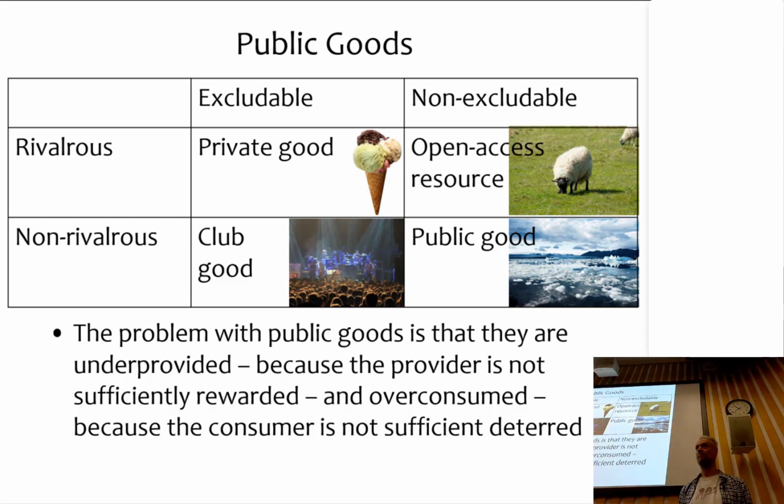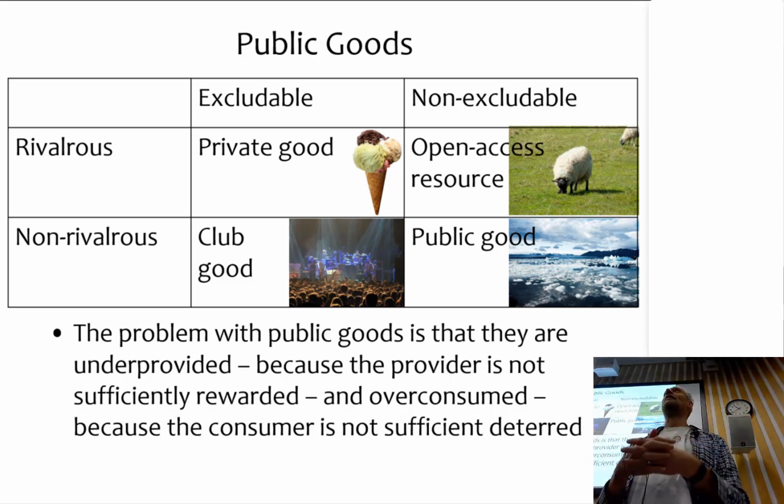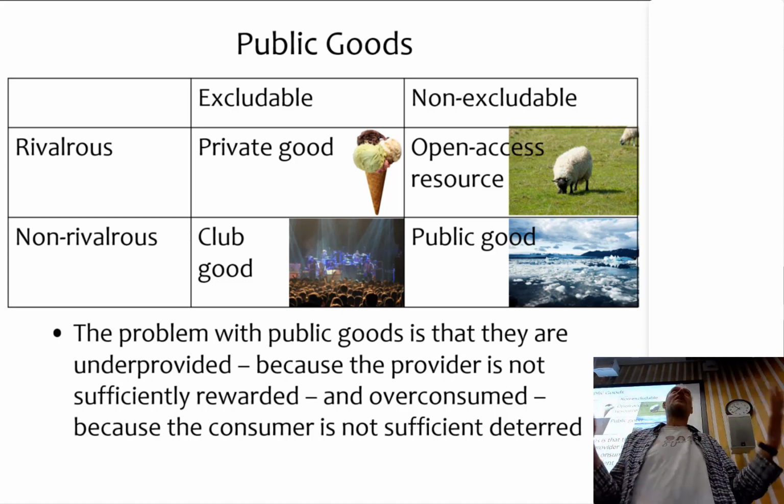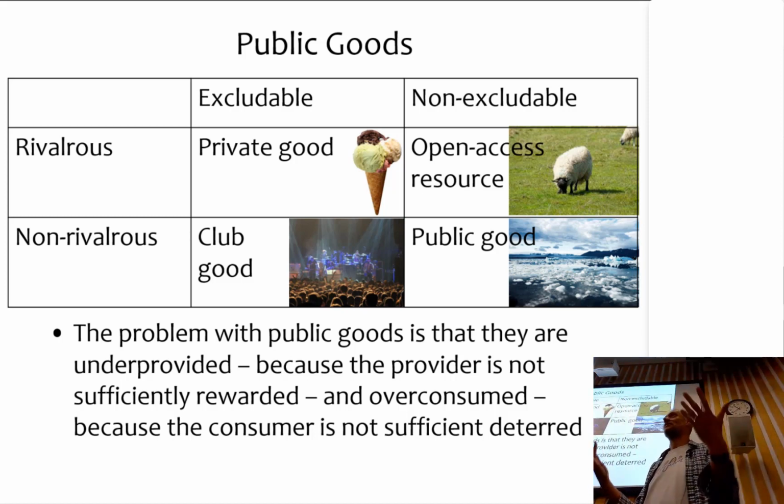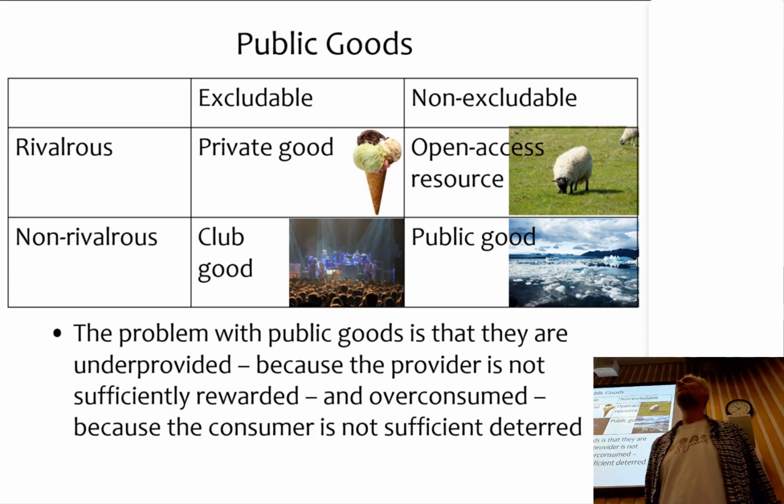So that is another example. There's one example of a club good. Now the problem with public goods is that they're underprovided, because you cannot exclude people from enjoying the services of the public good. You cannot charge for them, so there's no reason to provide the right amount of the public goods, right?